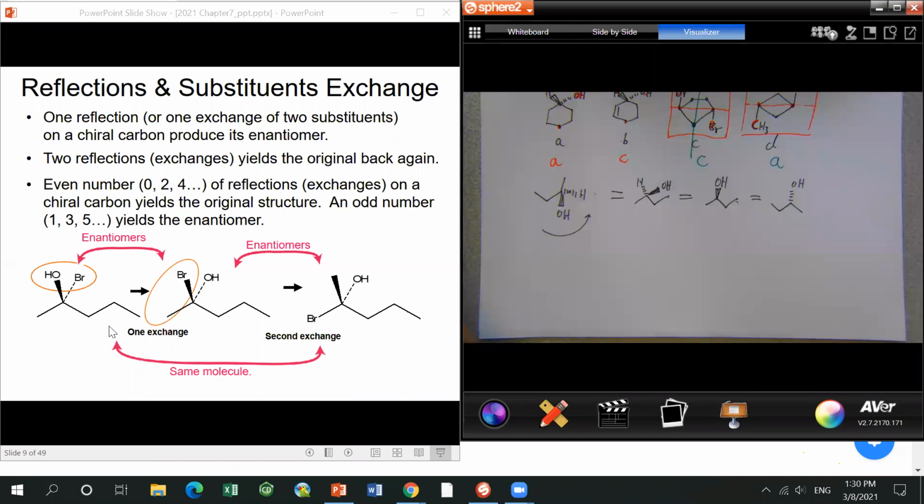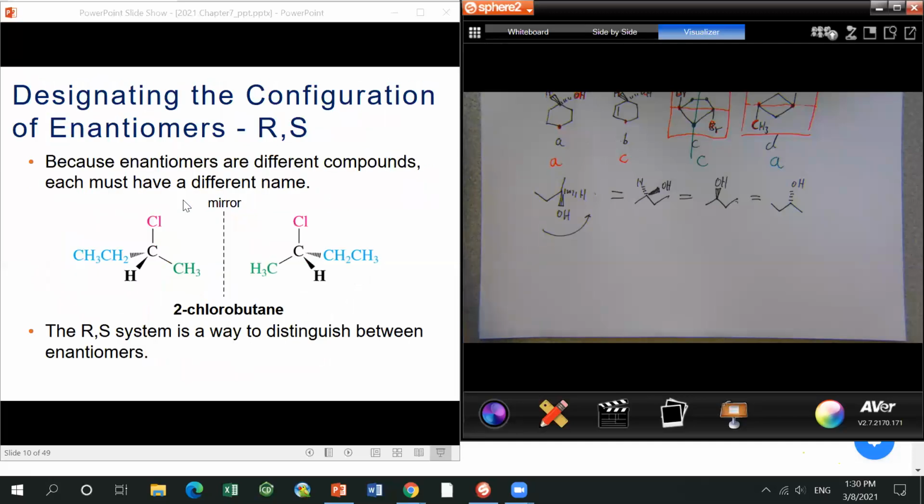You can extend this trend further. If you do an even number of reflections or swaps of substituent groups, you generate the original molecule. But if you do an odd number of reflections or exchanges, you generate the enantiomer. Make sure you remember this information, because you will use it later to learn the RS assignment. Here's the RS assignment.